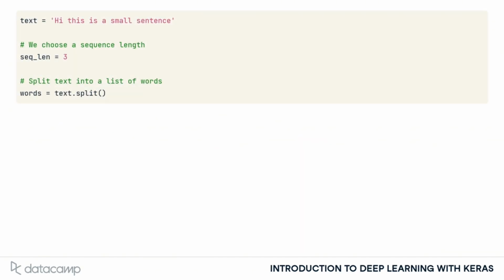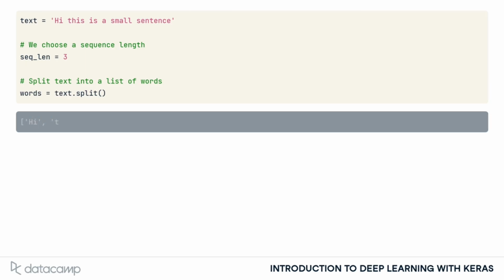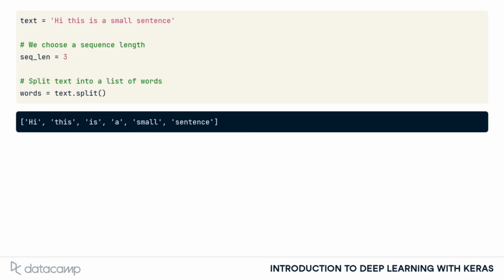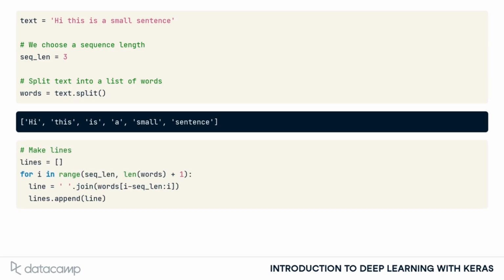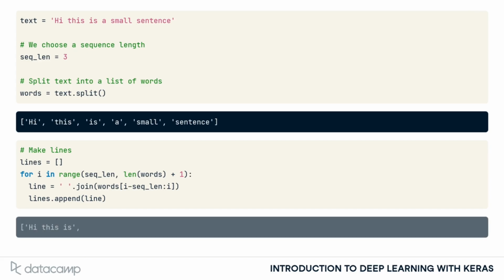We first define some text and choose a sequence length. With a sequence length of 3, we will end up fitting our model with 2 words, and it will predict the third one. We split the text into words with the split method. The output looks like this. We then need to turn these words into consecutive lines of 3 words each. We can loop from sequence length to the number of words plus 1 and store each line. The end result looks like this.